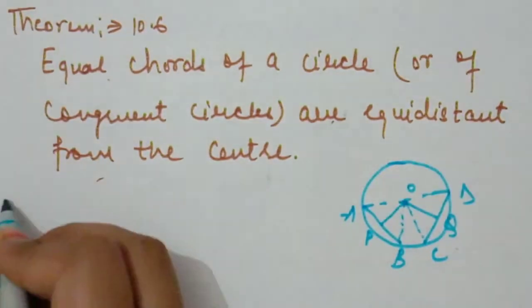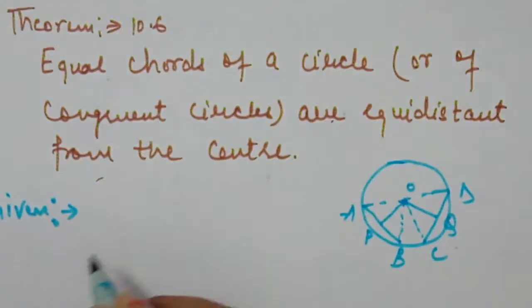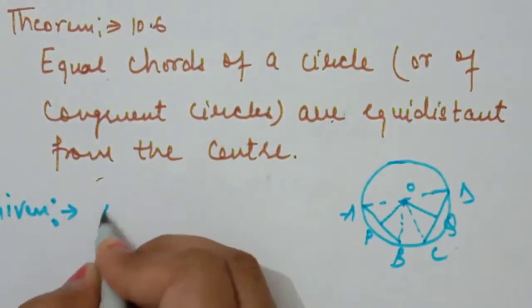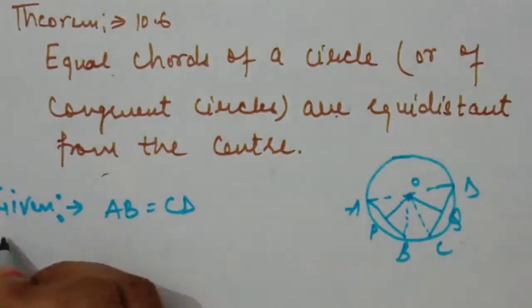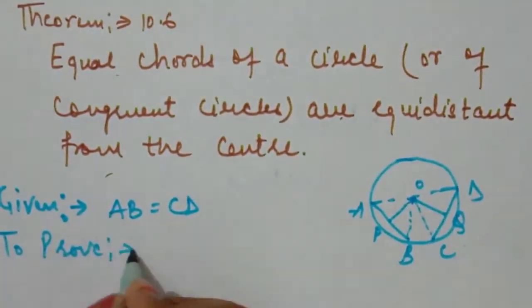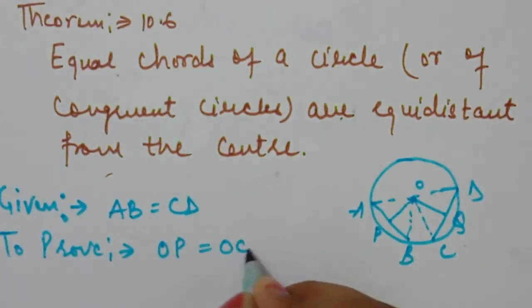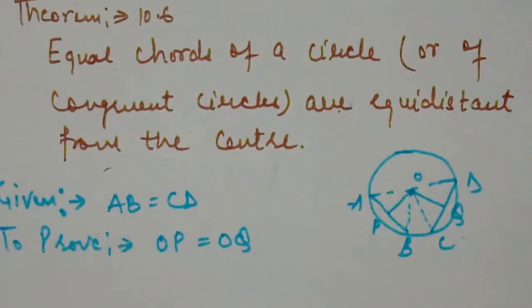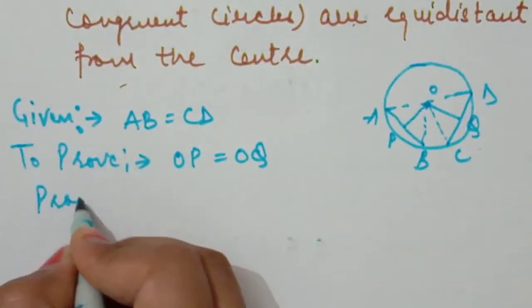So first of all, what is given? In this theorem, we have equal chords. AB is equal to CD. What we have to prove? We have to prove that OP is equal to OQ. They are present at equal distance. So we will start our proof.